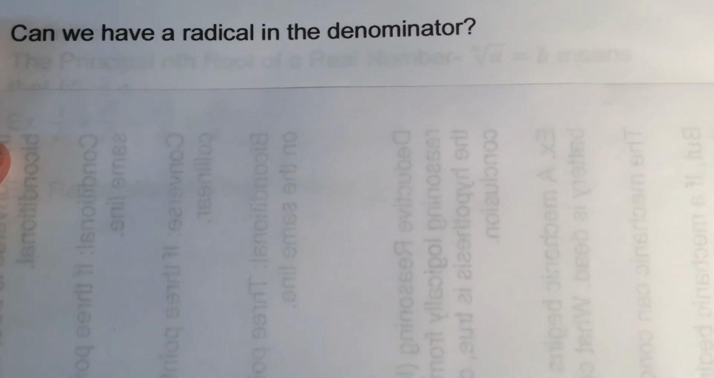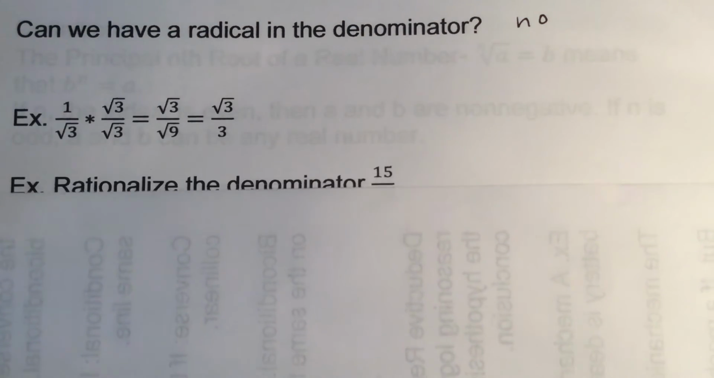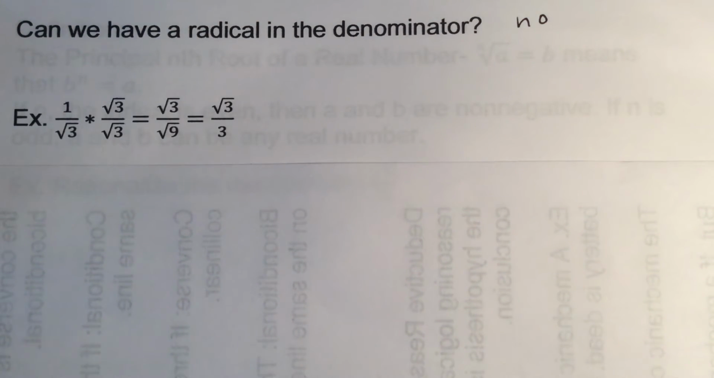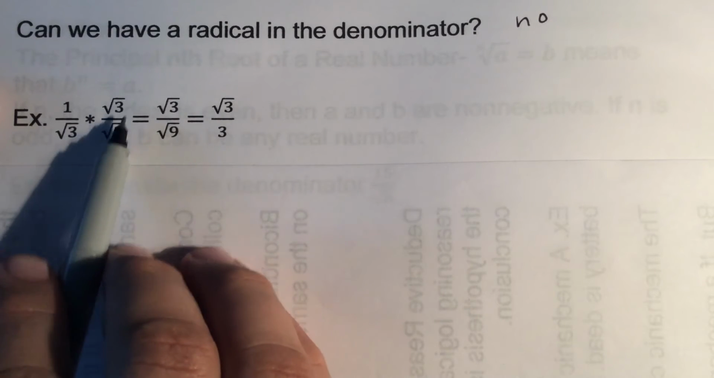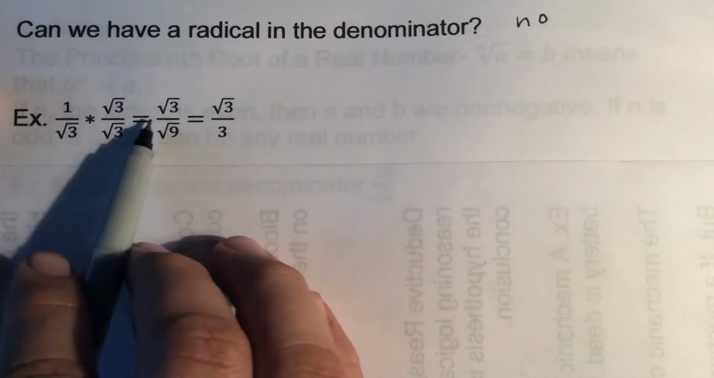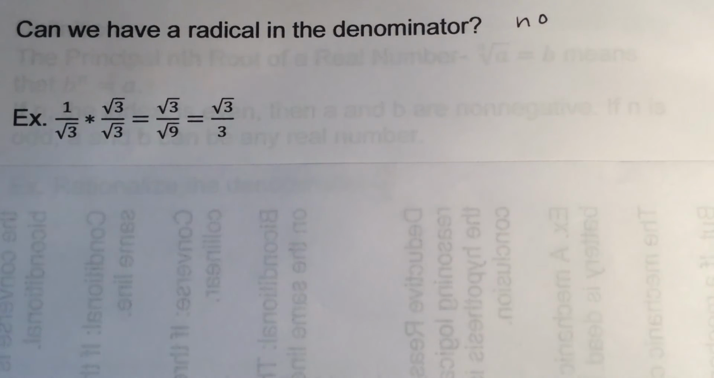Now, can we have a radical in the denominator? Actually, no, we can't. So what we do is we call it rationalizing the denominator. So what happens if we have a square root in the bottom? We're going to multiply the top and bottom by that square root. Because technically square root of 3 over square root of 3 is 1, and multiplying by 1 doesn't change its value. That's why we're allowed to do that.